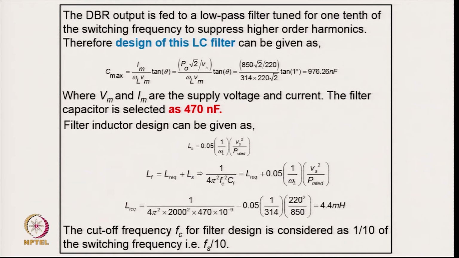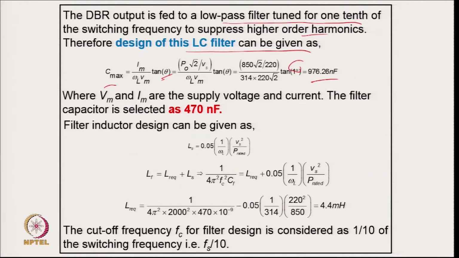Now, coming to the design of the EMI filter, the single phase bridge rectifier fed low pass filter is tuned for 1/10 of the switching frequency to suppress the higher order harmonics. So, therefore, the design of the LC filter can be done here. Typically, the capacitor maximum value is calculated from Im upon Vm into omega L into tan theta, where theta is taken as only 1 degree so as not to have much reactive power burden, and the value comes to 1976.26 nanofarad.